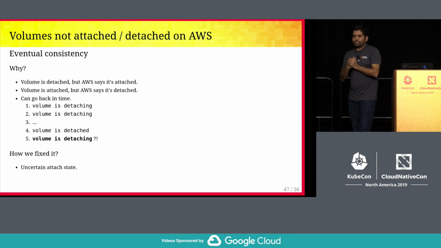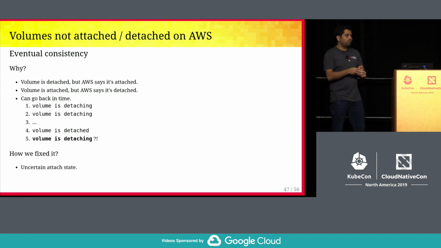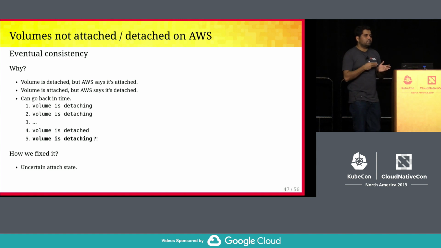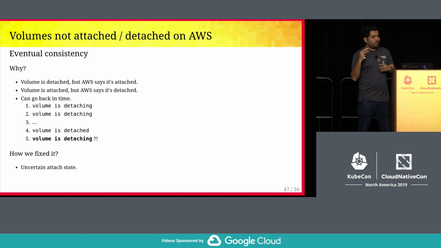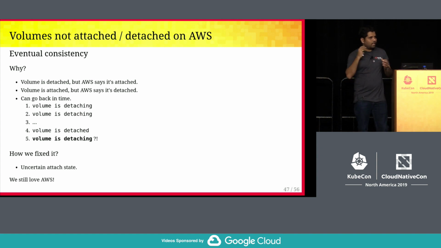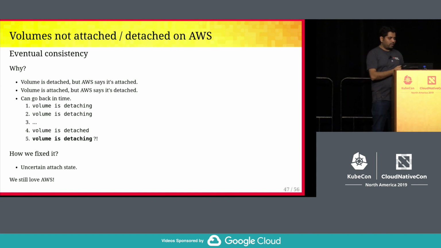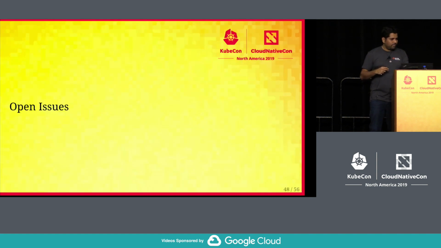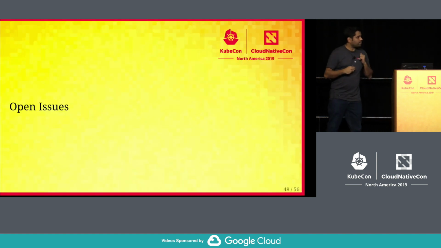So how we fixed it, and it benefits other cloud providers and volume types too, is we introduced an uncertain state in the controller manager, where for certain volumes, when we cannot be sure if it is attached, we'll mark it uncertain. We are still learning and trying to fix the cases, but that's how we mostly handle it. And we still love AWS. It's been a pain, and we are trying to work with people at Amazon to improve things.